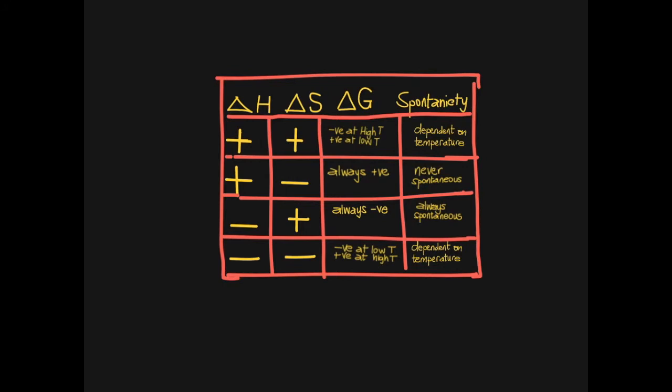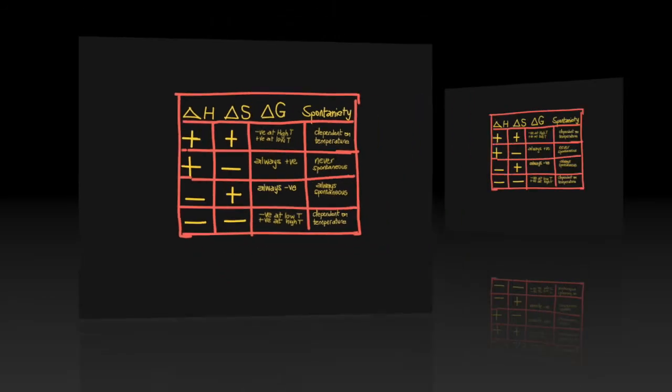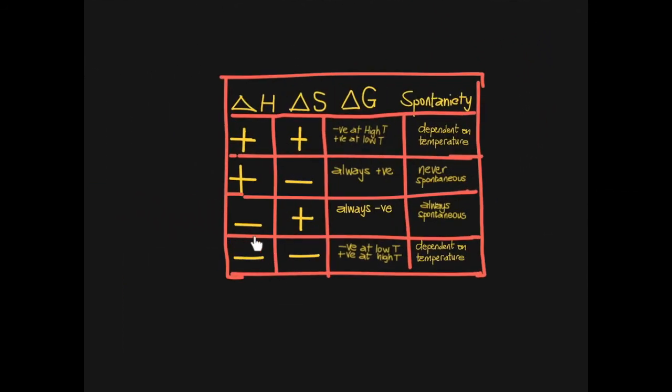But it was only spontaneous because it was happening at room temperature, which is high enough. And once the temperature is high, then delta G would become negative and we would have a spontaneous process. But we must note that this combination is dependent on temperature, and we only get the negative delta G at high temperatures.